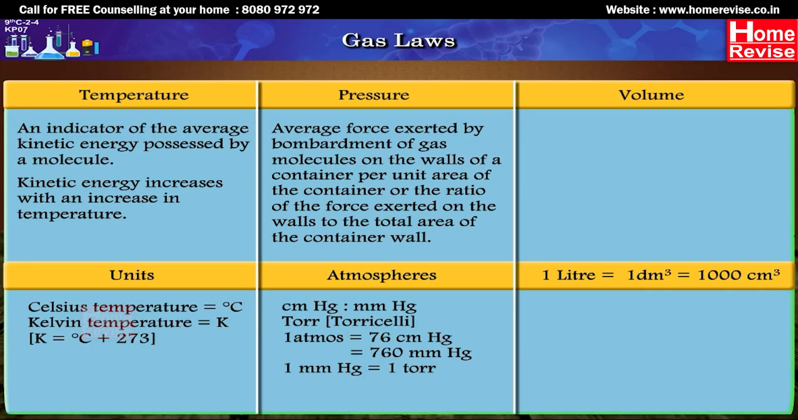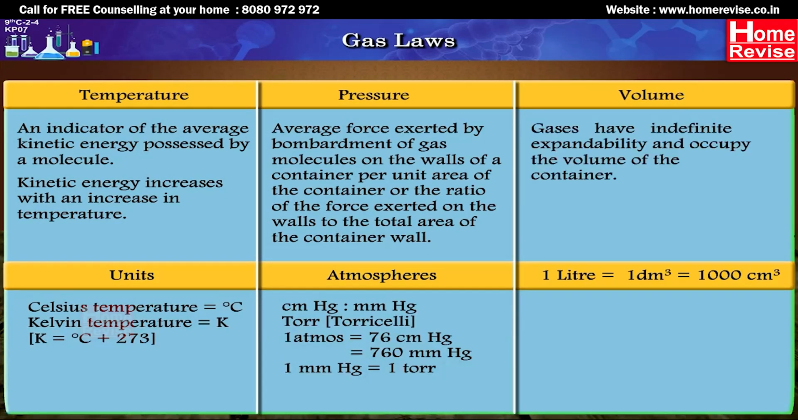Torricelli. 1 atmosphere is equal to 76 centimeter of Hg, which equals 760 millimeter of Hg. 1 millimeter of Hg is equal to 1 torr. Now, volume. Gases have indefinite expandability and occupy the volume of the container. Volume of the gas is the space occupied by a fixed mass of gas.